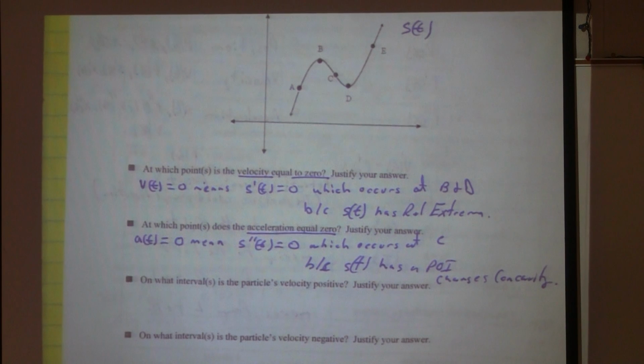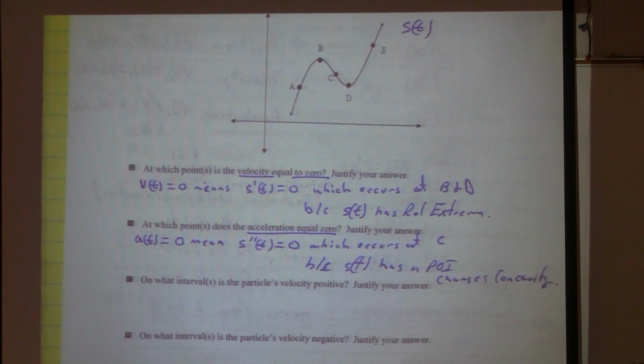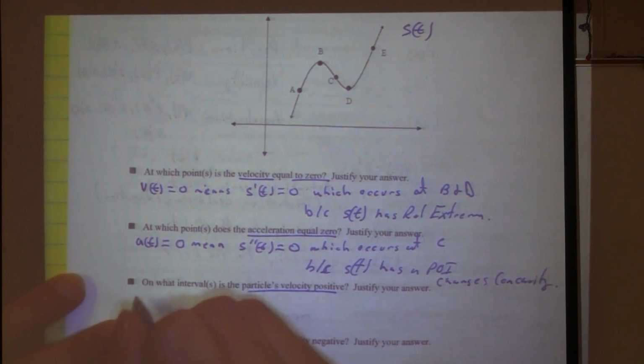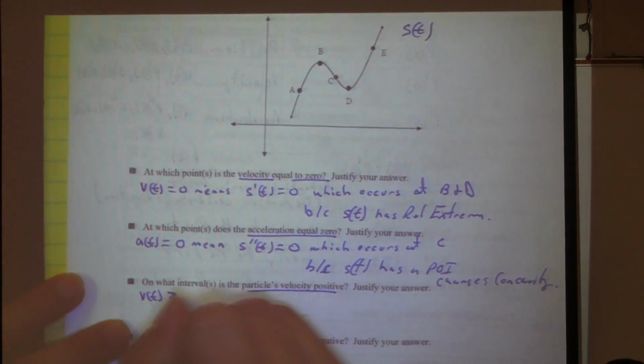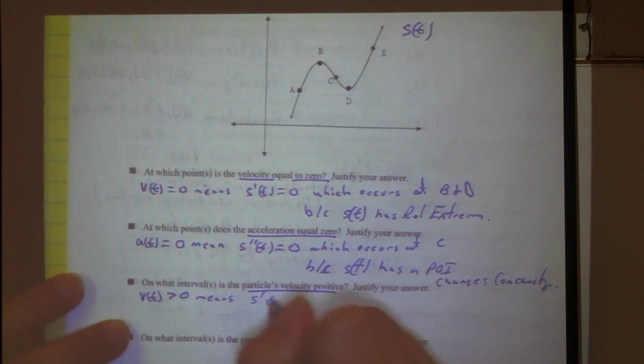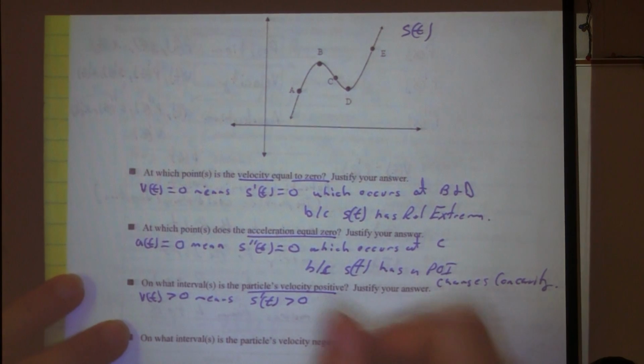Good? On what intervals is the particle's velocity positive? When it's increasing? Okay, so that's the because, but you haven't told me the interval. So the velocity has to be positive, so that means v of t has to be greater than 0, right? That means that s prime of t has to be greater than 0, right? And that occurs where?